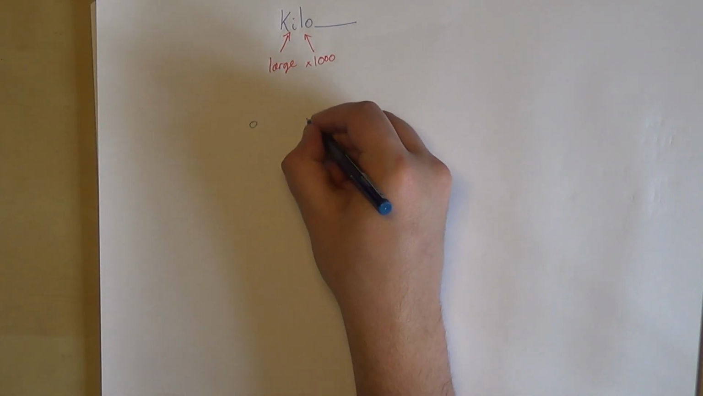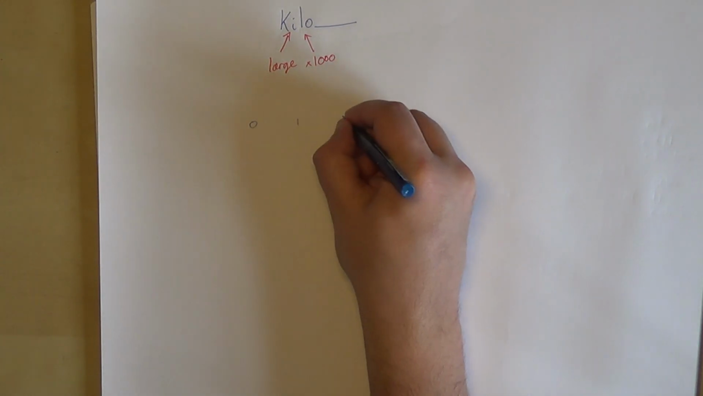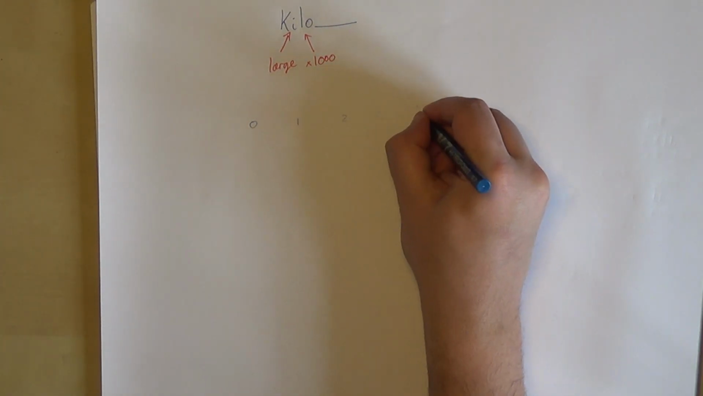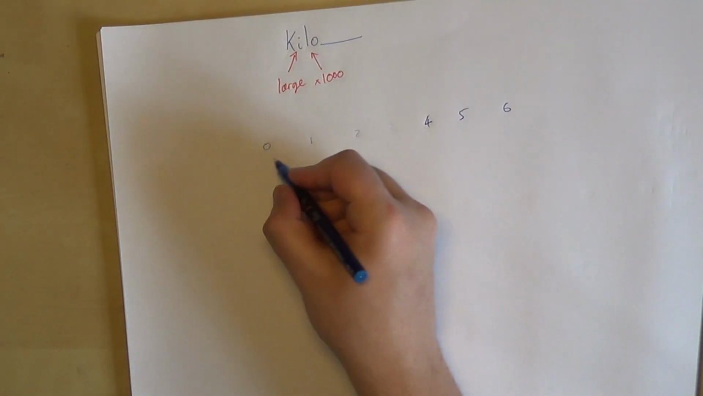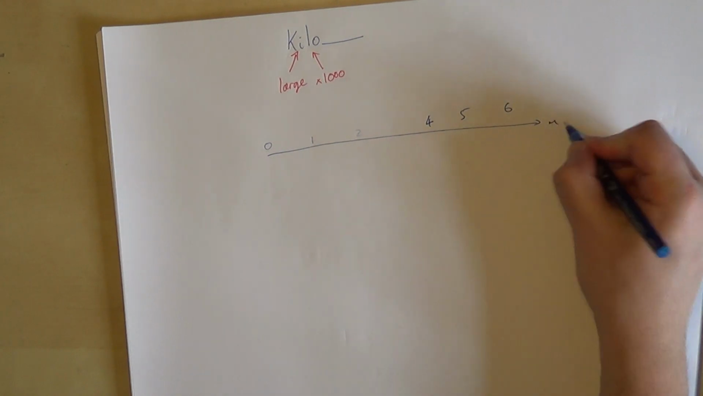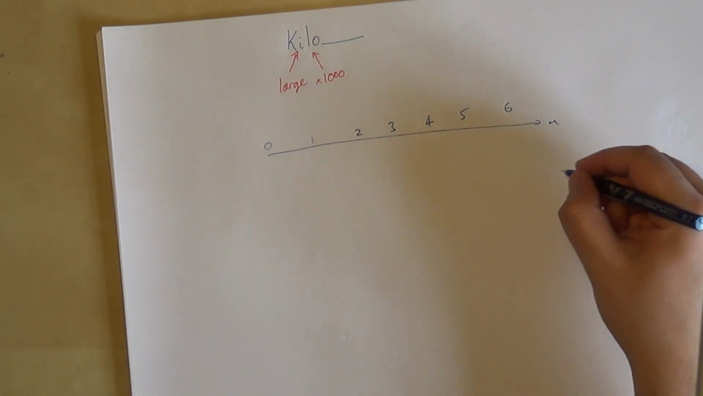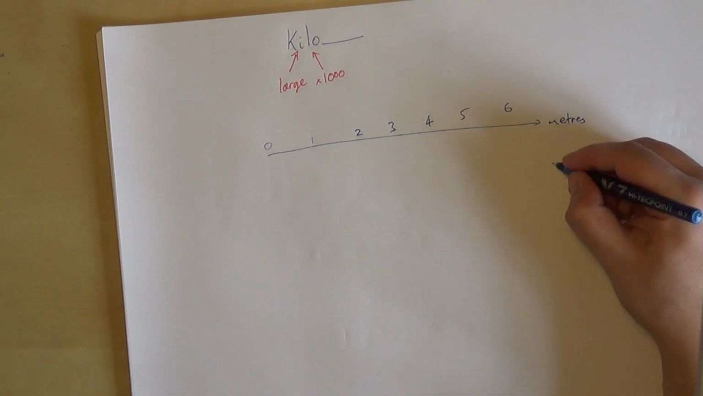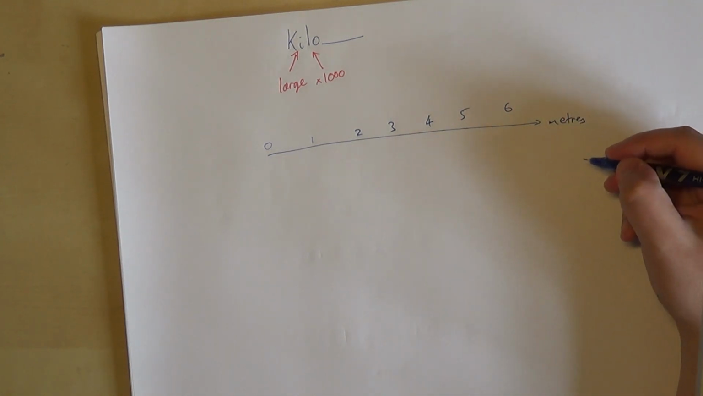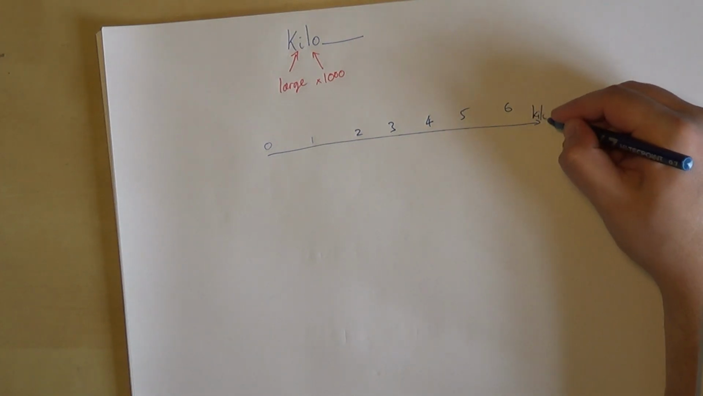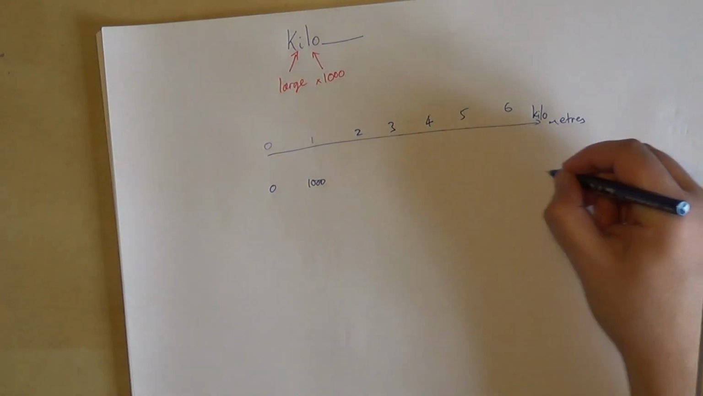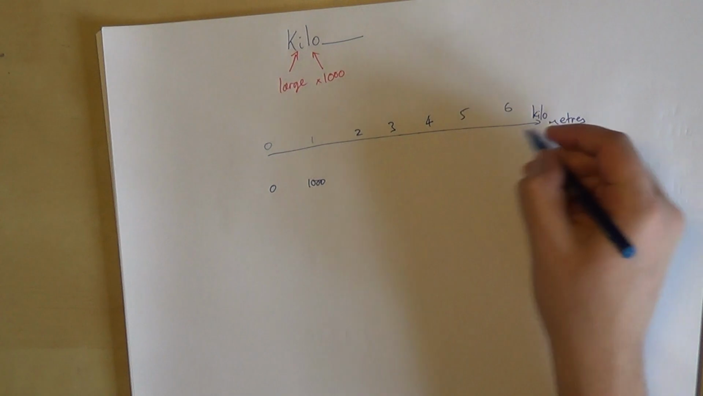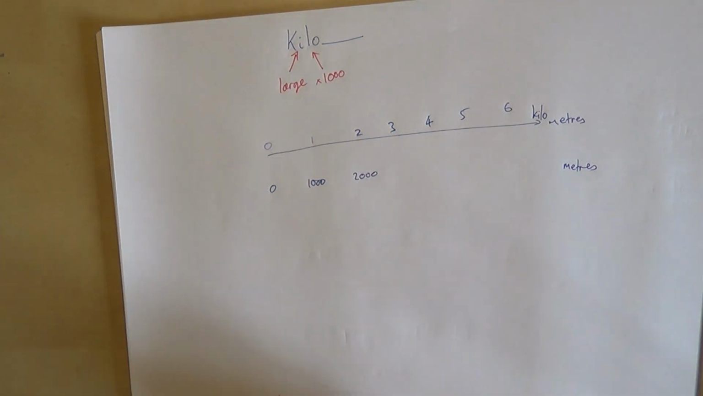So if I've got something that's 0 meters long, or 1 meter long, 2 meters long, 3 meters long, or 4 meters long, this is our scale in meters, this is our scale in kilometers. So these are enormous things. 1 kilometer is 1,000 meters. 2 kilometers is 2,000 meters.